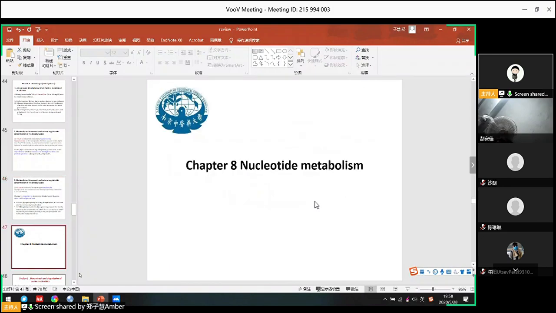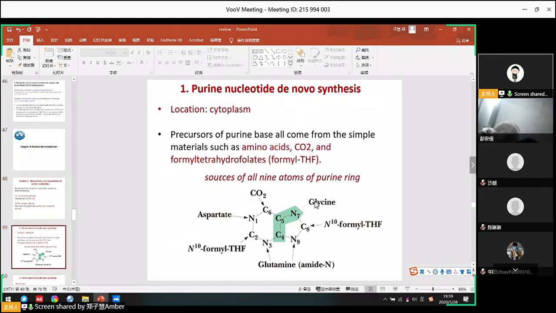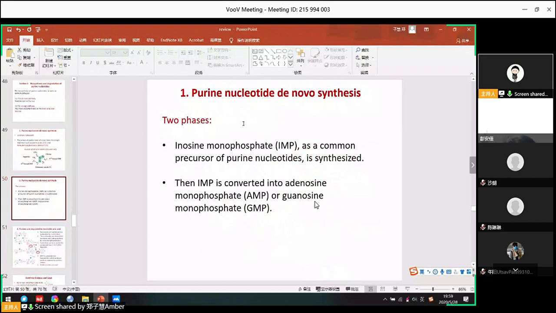Next, chapter 8, nucleotide metabolism. First, you have to know the de novo biosynthesis and degradation of purine nucleotides. One is the de novo pathway, one is the salvage pathway. And I will tell you this part is very important: the source of all 9 atoms of the purine ring. So you have to remember this. What is the source of each? Purine synthesis has 2 general phases. One is to generate IMP, the first nucleotide generated from purine de novo synthesis. And next, IMP is converted to AMP and GMP.